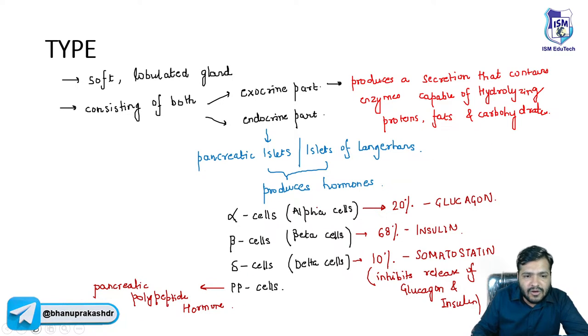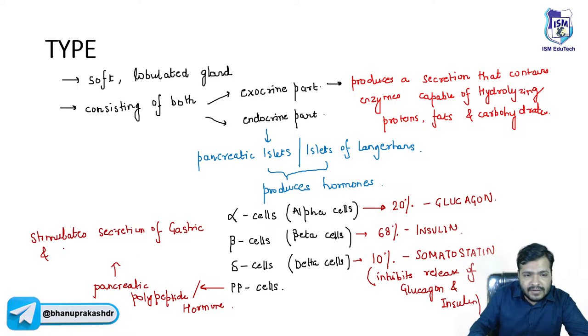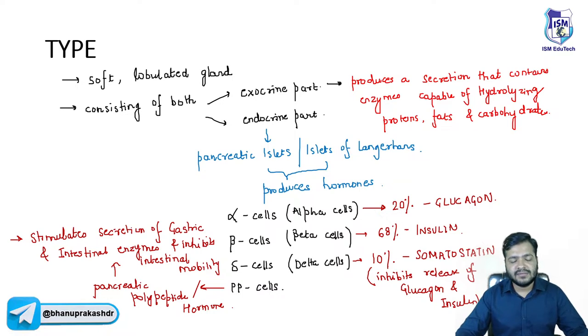So you should remember that this hormone stimulates the secretion of gastric and intestinal enzymes. It doesn't secrete them, beta. It only stimulates, triggers the secretion of gastric and intestinal enzymes. And it inhibits the intestinal motility. So that is the function of the pancreatic polypeptide hormone that is released by the endocrine part.